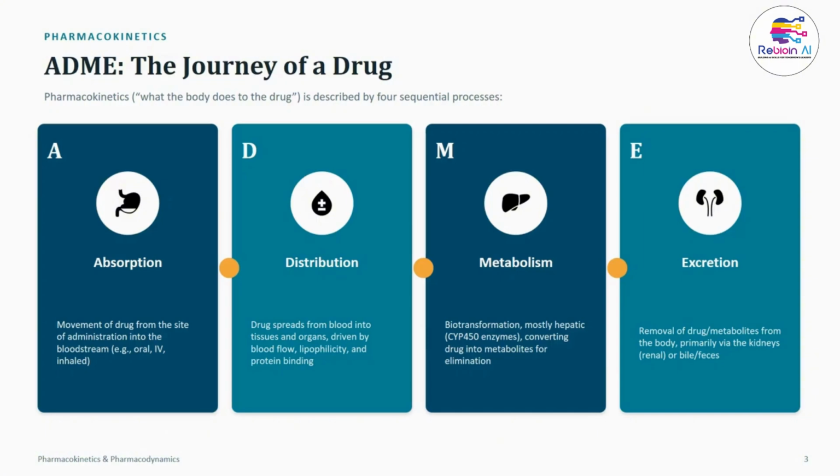So to begin, we will discuss pharmacokinetics and ADME, the journey of a drug. This is the sequential roadmap. Firstly, if you take a drug, this is what happens. What I said earlier was that pharmacokinetics is what your body does to a drug. Firstly, your body absorbs the drug, then it distributes the drug, then metabolizes it, and finally it excretes the drug. So this is the ADME journey of a drug.